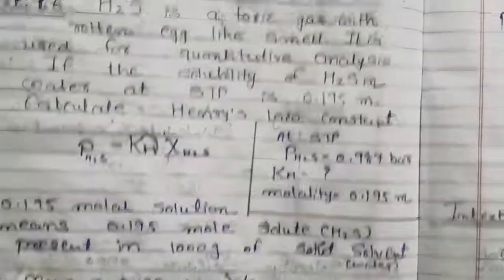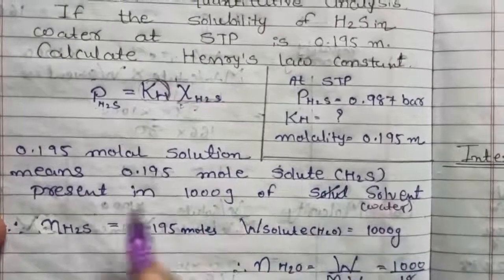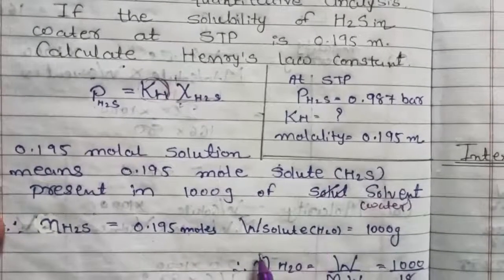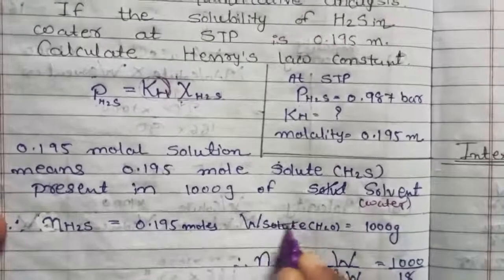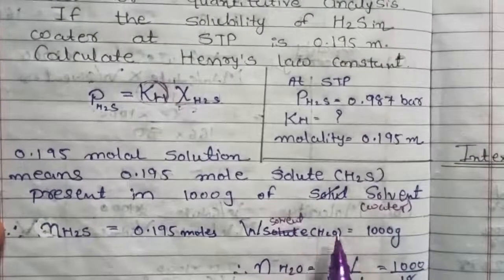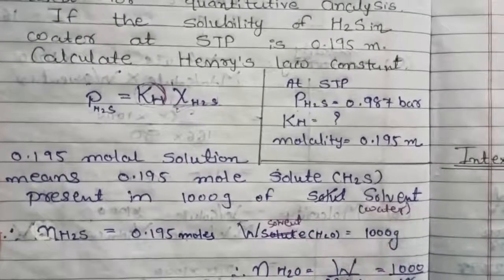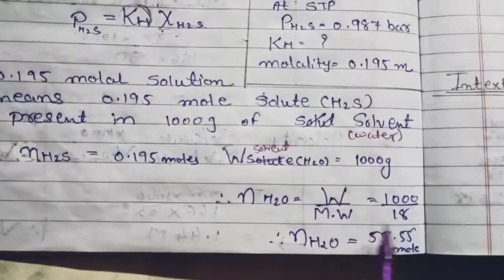Moles of H2S equal to 0.195 mole, right? From this statement we can write that. And we also get the mass of solvent. Water is our solvent, so the mass of water is 1000 gram. Now, moles of water is equal to mass of water divided by molar mass of water.